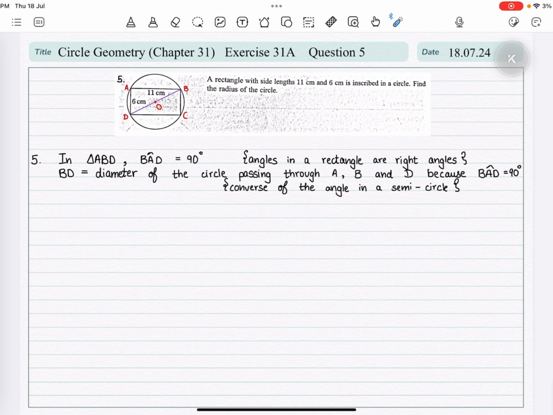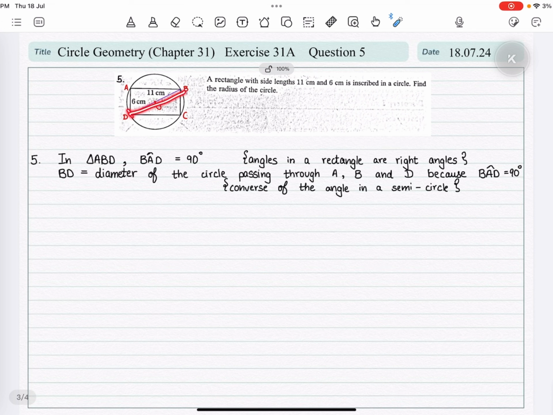Once we know that, we can calculate DB, and since it is the diameter, the radius would be half of DB, and then we'll get the radius. So to calculate DB, we will look at this triangle again. By Pythagoras theorem, because this is 90 degrees, we can find DB.